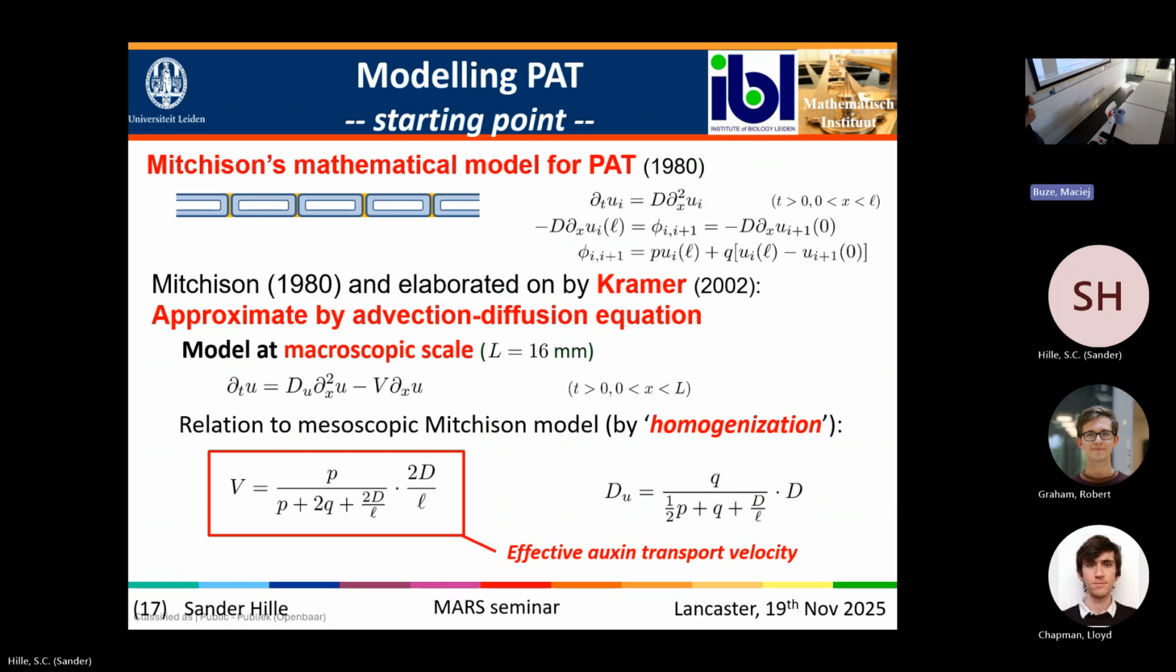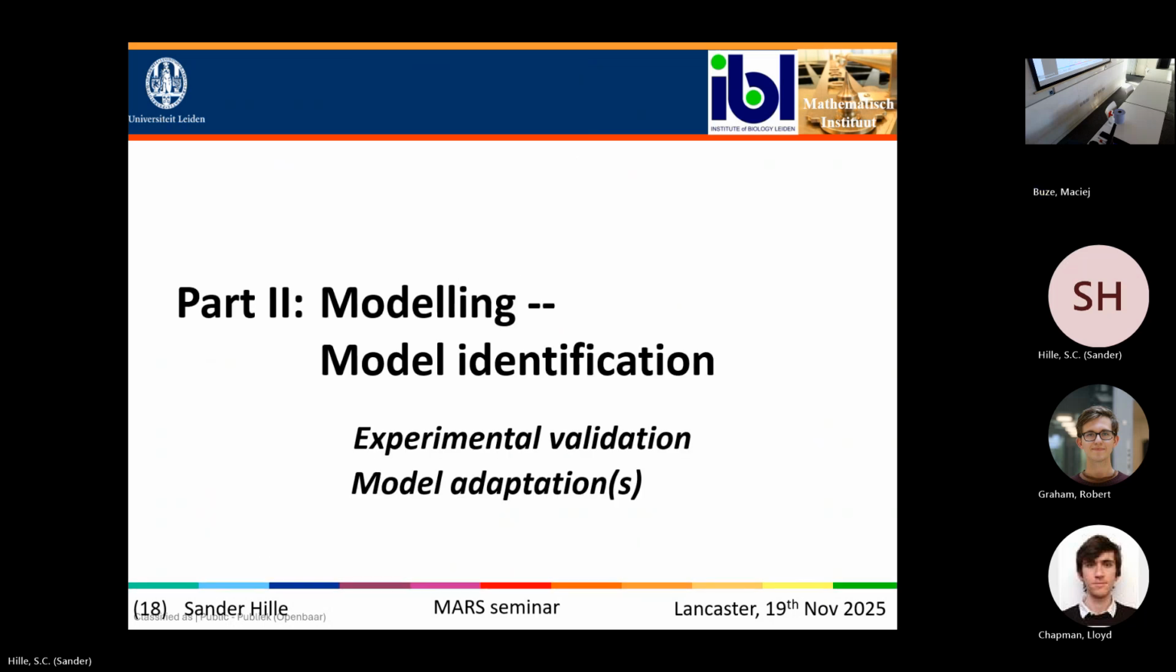So that's kind of the upscaling part, and this is an example of model approximation. Alice and I are also interested in other cases, where you have a detailed model and an effective model and want to link the parameters at different levels. So this one will reoccur later. I will abbreviate this to the MK model, for Mitchison-Kramer.